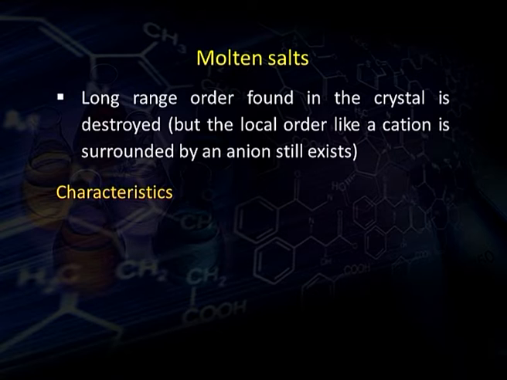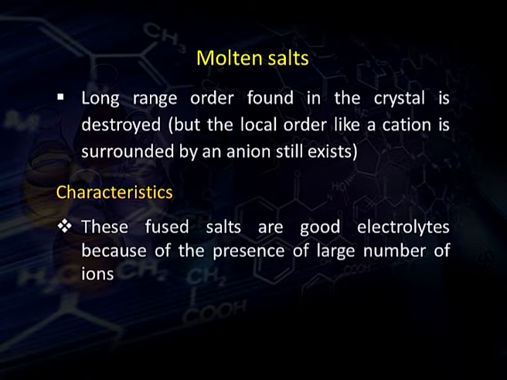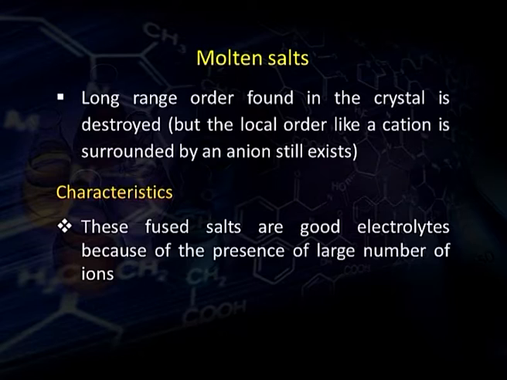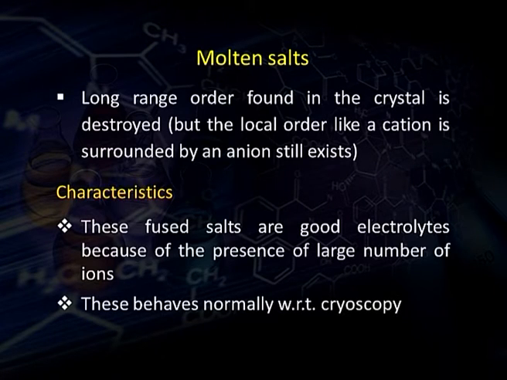Coming on to the characteristics of molten salts. These are fused salts and these are good electrolytes because of the presence of a large number of ions. In molten salts, because it is a salt, it will have a cation and an anion, and in molten form the bond has been broken. So, we have free ions, and therefore, it is a good electrolyte. These behave normally with respect to cryoscopy. Cryoscopy means at low temperature these behave normally.